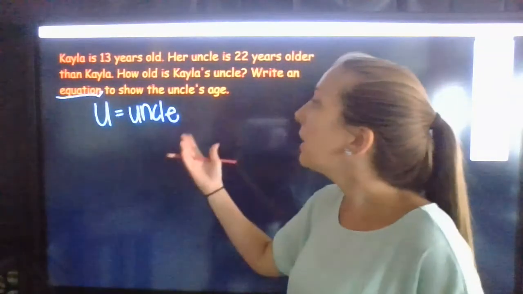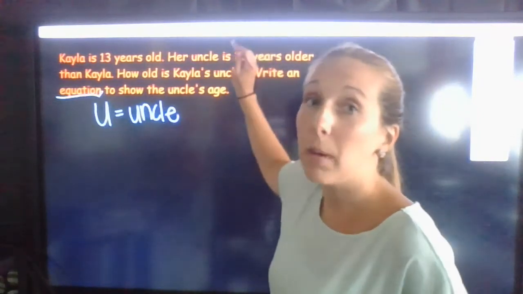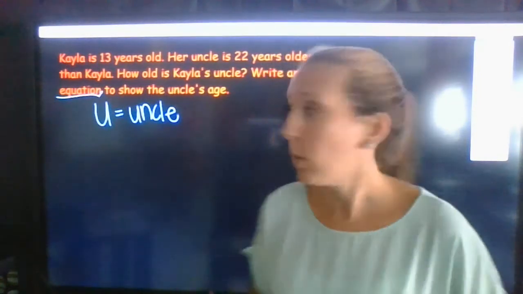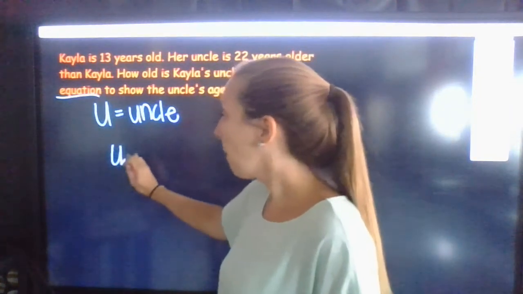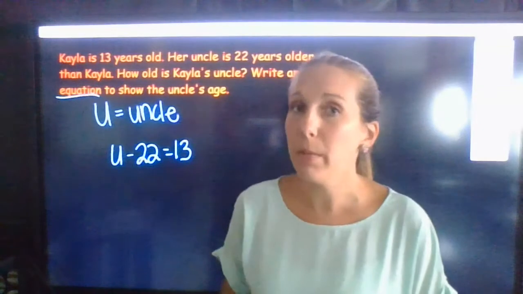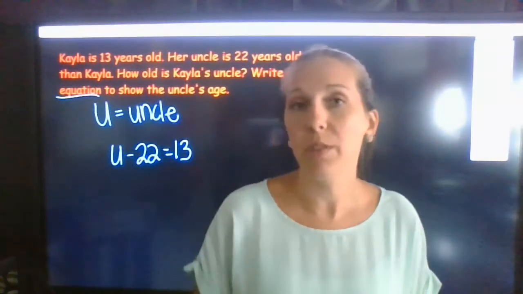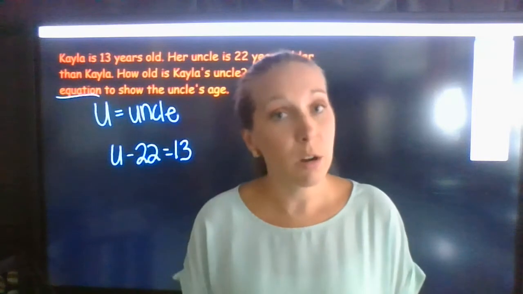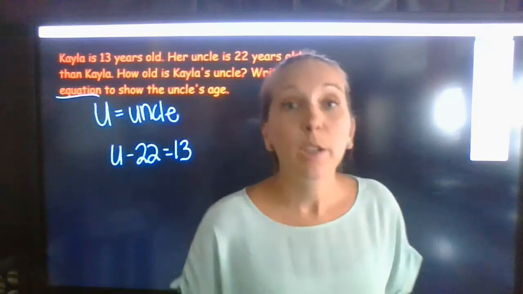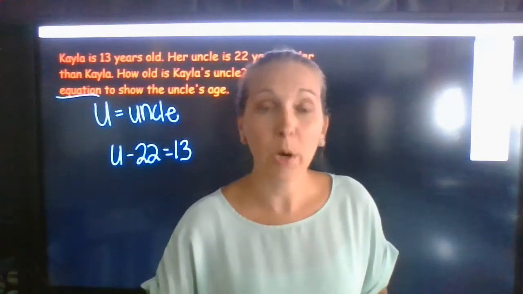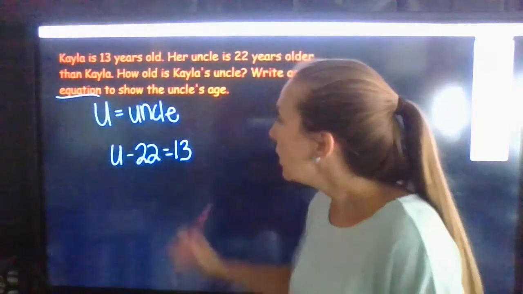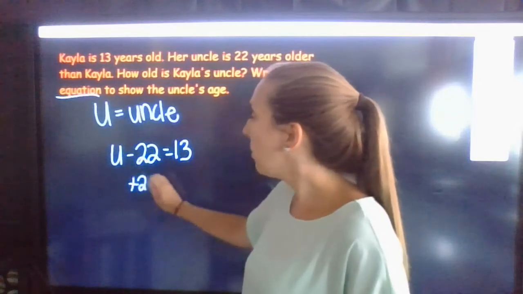Okay? So what we're going to think of now is, instead of solving it using plus 22, we're going to write it using minus 22. So we have the uncle minus 22 years is going to equal Kayla's 13 years. Now remember, this should make sense because in elementary school we would have said 13 plus 22 is the uncle. We're going to write an equation, which means we have to use inverse operations. So if we're going to solve it using plus 22, we're going to write it using minus 22. So then we could check it by saying plus 22 on both sides.